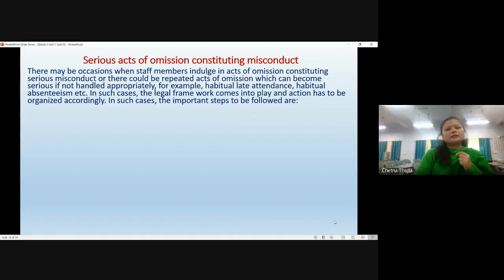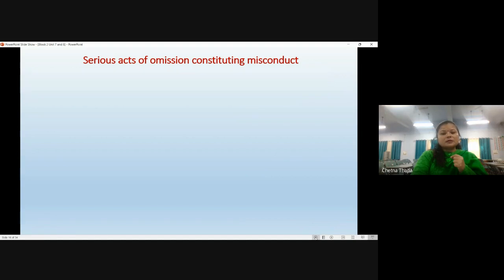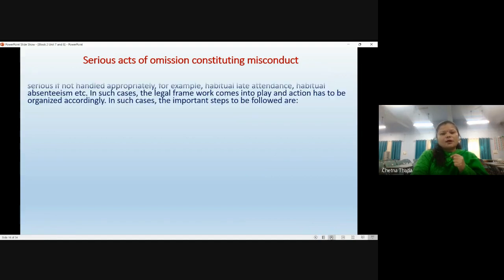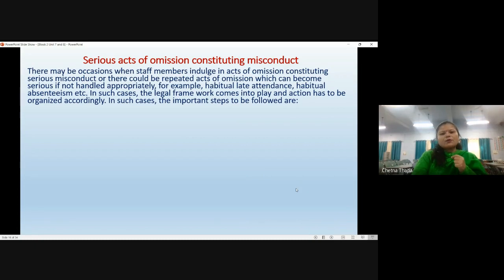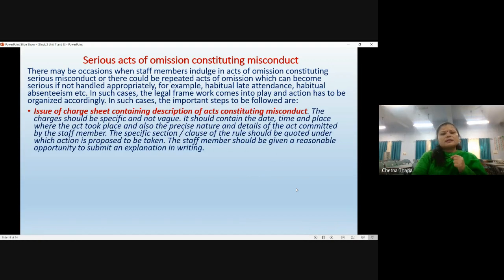to be organized accordingly. Because if you have already counseled that person, and if you have already given a written note or written letter to the individual, then there are certain important steps that need to be followed. The first one is issue of charge sheet that contains the description of the acts that constitute the misconduct.